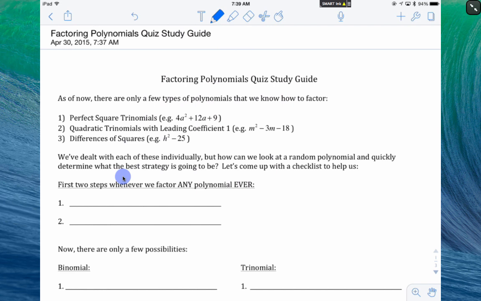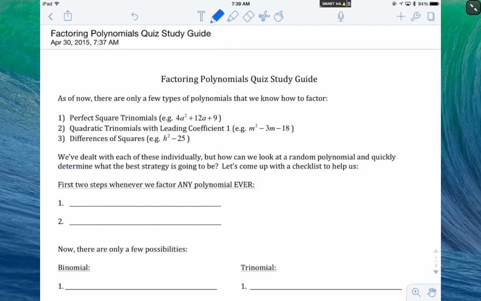So as of now, in each problem set, we've dealt with each of these types of polynomials individually, right? We always knew what was coming when we were going through a problem set. So it made it a lot easier to factor those polynomials. But how can we look at a random polynomial, and we don't know what type it is, and quickly determine what the best strategy is going to be?